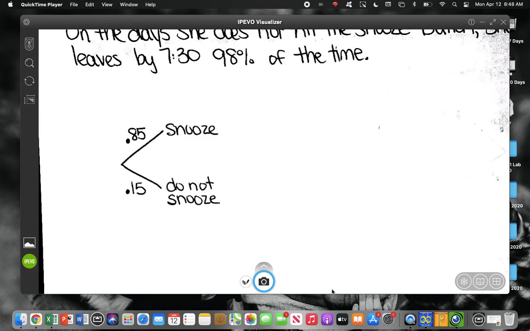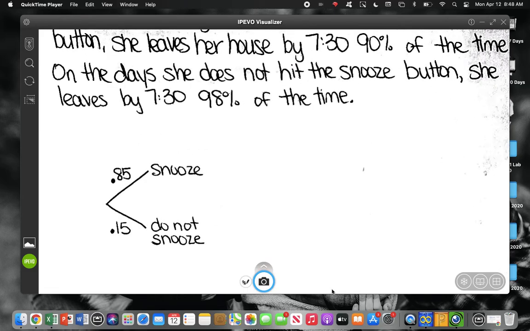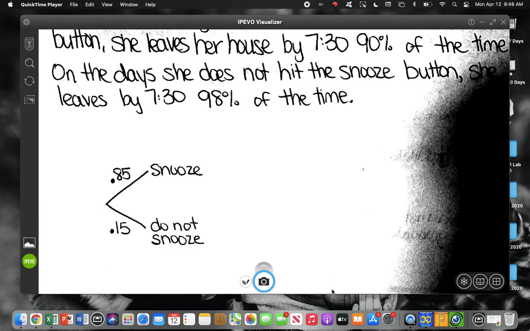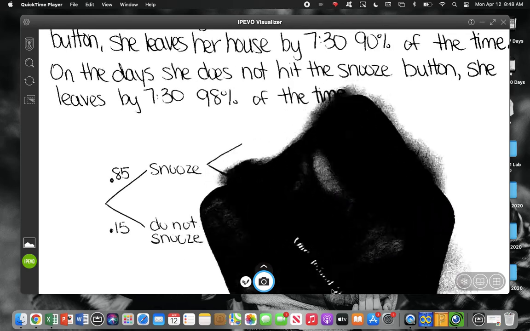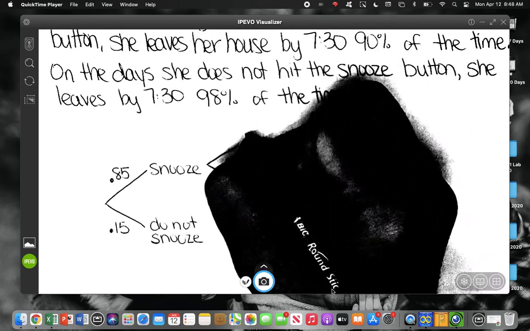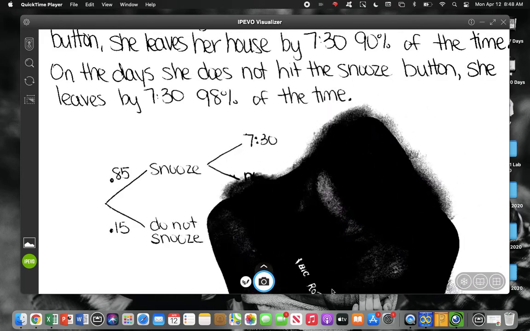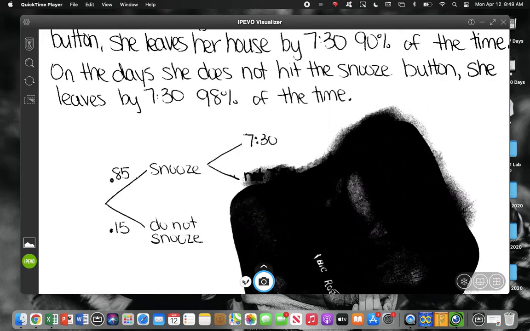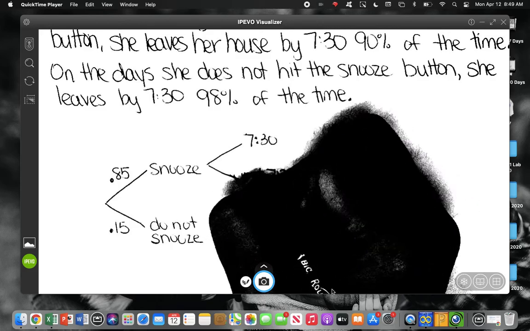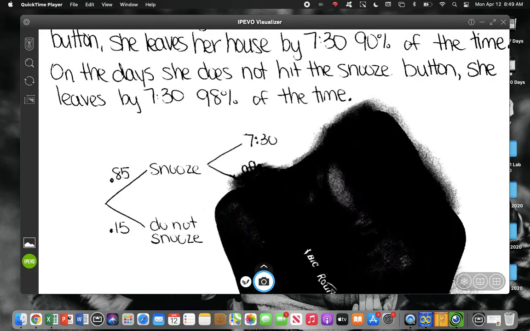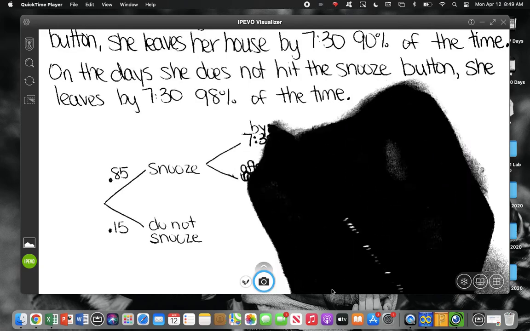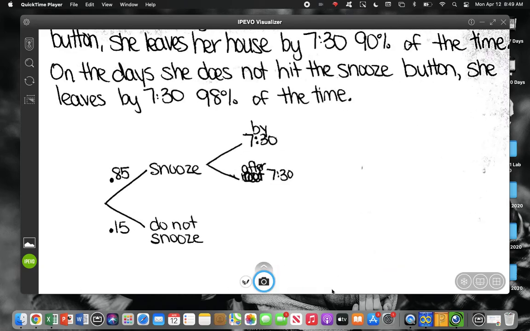All right, so then I give you information about each one of these branches. After I hit the snooze button, what are the two scenarios? You either leave by something or you don't. 7:30, or after 7:30. I don't want to say not. Let's say after. So I either leave by 7:30 or after 7:30.